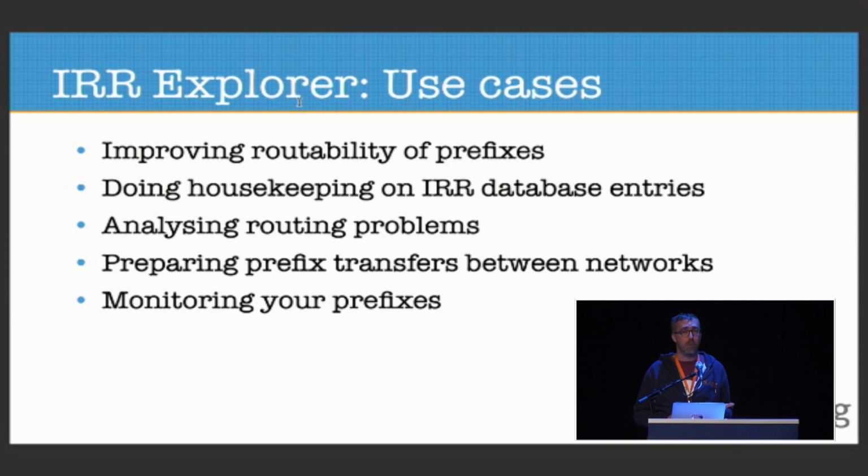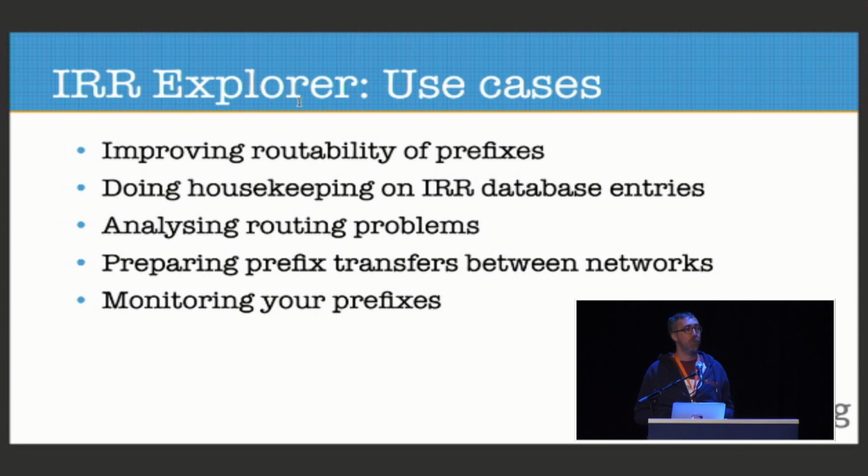Improving routability of your prefixes by, well, making sure everything is okay. The chances that your prefix is routed, it just increases. It also helps you spot entries in IRR databases which shouldn't be there. Could help you analyze specific routing problems. If you have a destination you can't reach, you enter it in IRR Explorer and you see all those red flags, they could mean that something is wrong with it.